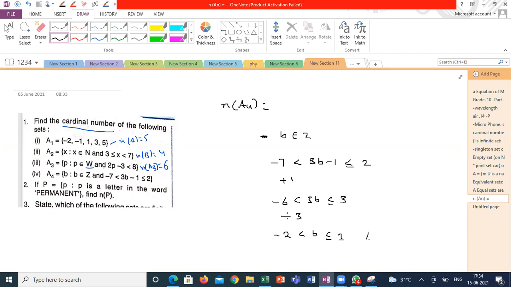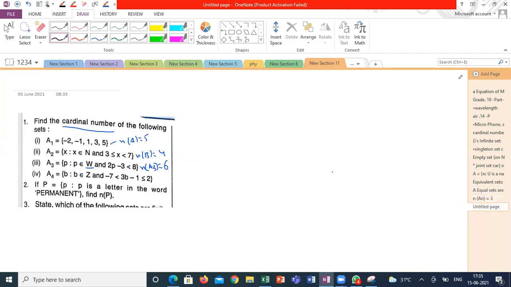So then b is what? b is equal to -1, 0, 1. That's it. So what is the N of A4? 3. This is how we have to connect to solve this one. If you are unable to clear it, put pen on paper. Then, what is the N of P? Second question.